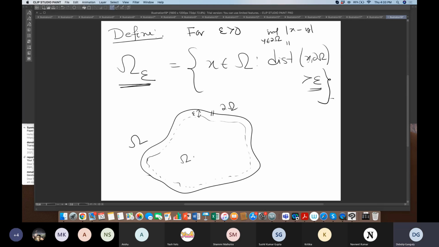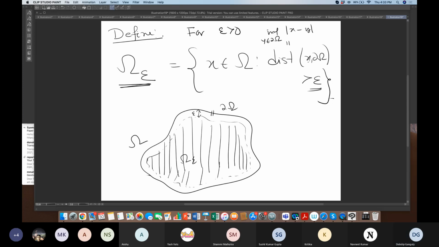So this is your omega epsilon. So you are strictly inside the domain. Now this is your omega epsilon. So you are epsilon distance away from the boundary. You are at least epsilon distance away from the boundary. Right? Now you just see.